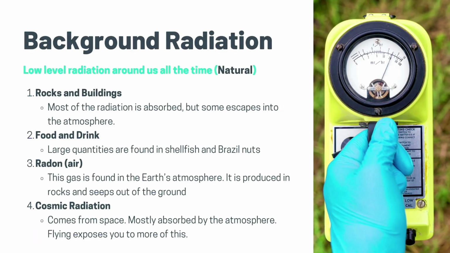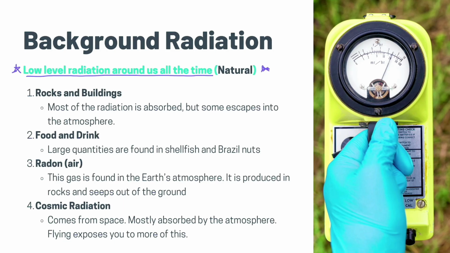What is background radiation? Well, the definition of it is that it's a low-level radiation all around us all the time. And right now we're going to talk about the natural sources of background radiation. And believe it or not, rocks and buildings are a natural source of background radiation. Rocks and buildings contain radiation. Some escapes into the atmosphere, but most of the radiation is absorbed by those rocks. Food and drink.